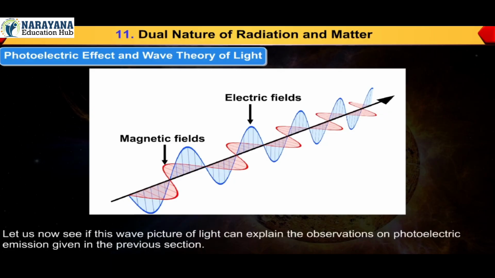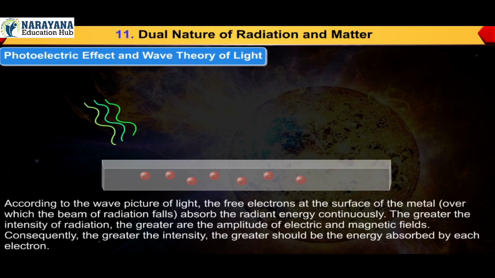Let us now see if this wave picture of light can explain the observations on photoelectric emission given in the previous section. According to the wave picture of light, the free electrons at the surface of the metal over which the beam of radiation falls absorb the radiant energy continuously. The greater the intensity of radiation, the greater are the amplitude of electric and magnetic fields. Consequently, the greater the intensity, the greater should be the energy absorbed by each electron.